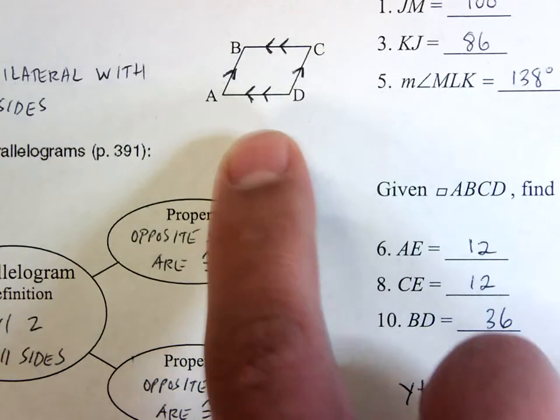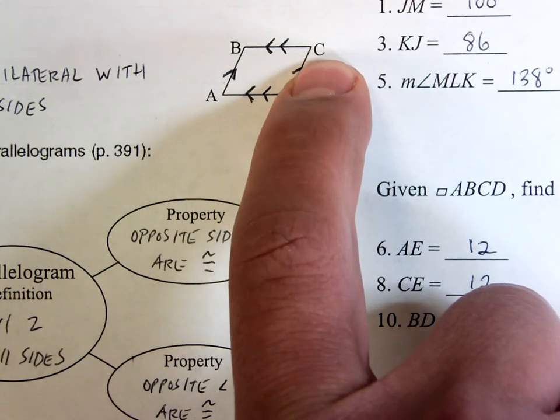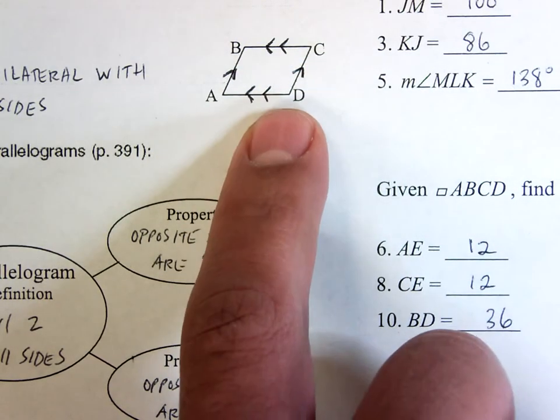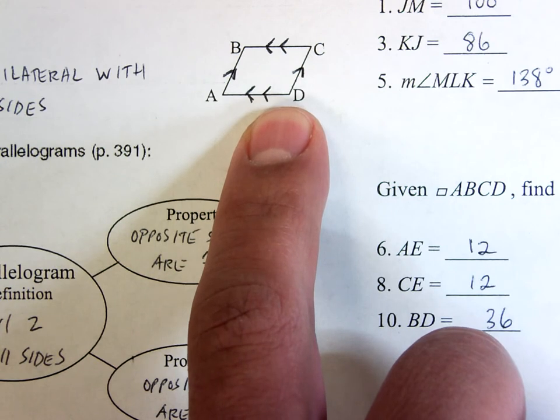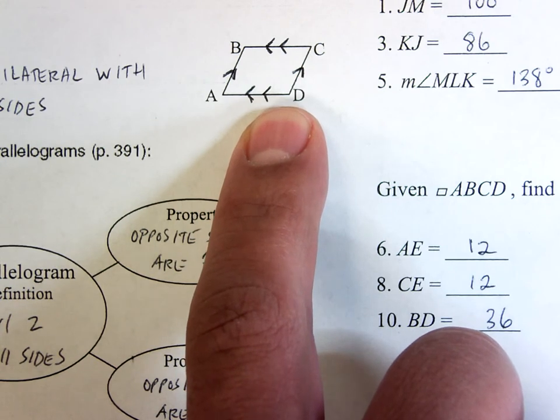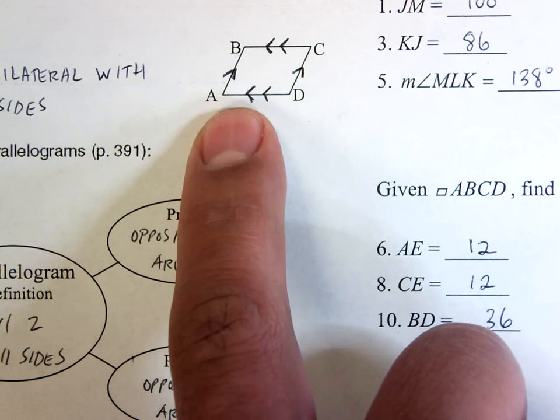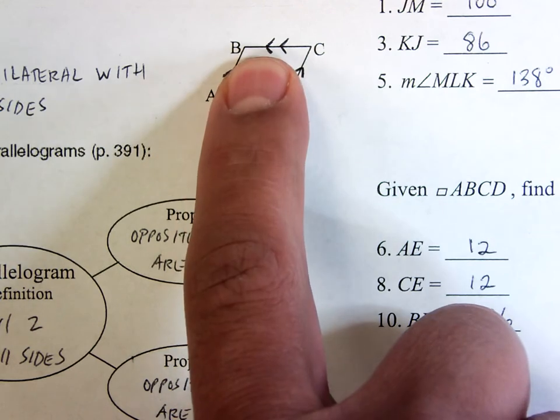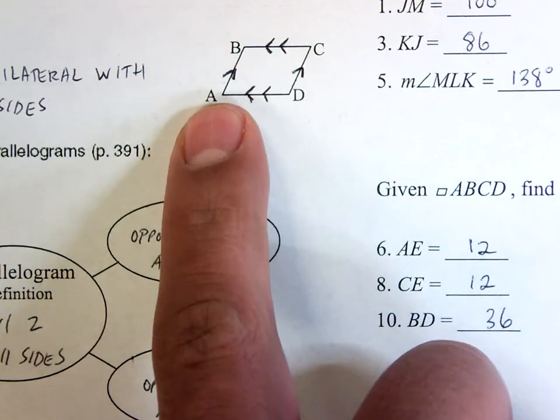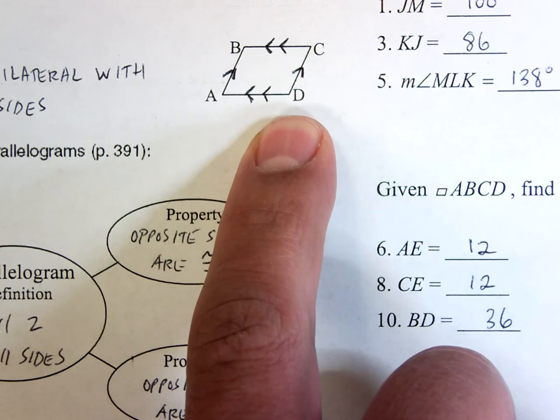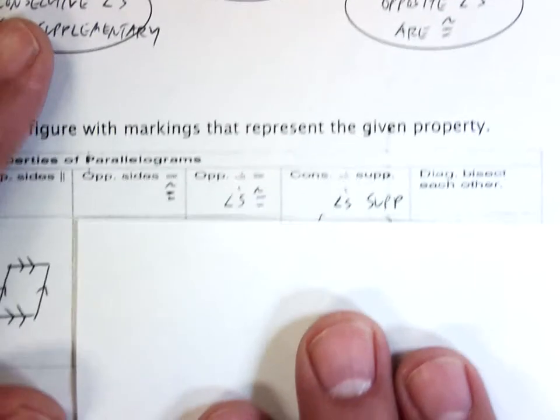So going back to this picture up here, angle A and angle C are going to be equal to each other, and angle B and angle D are going to be equal to each other. Consecutive angles, meaning the angles next to each other, are supplementary. So angle A plus angle B must be 180 degrees. Angle A plus angle D must be 180 degrees. And so on.